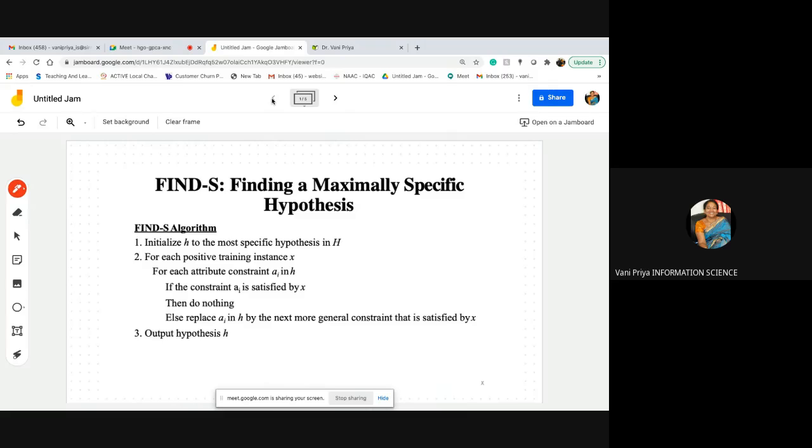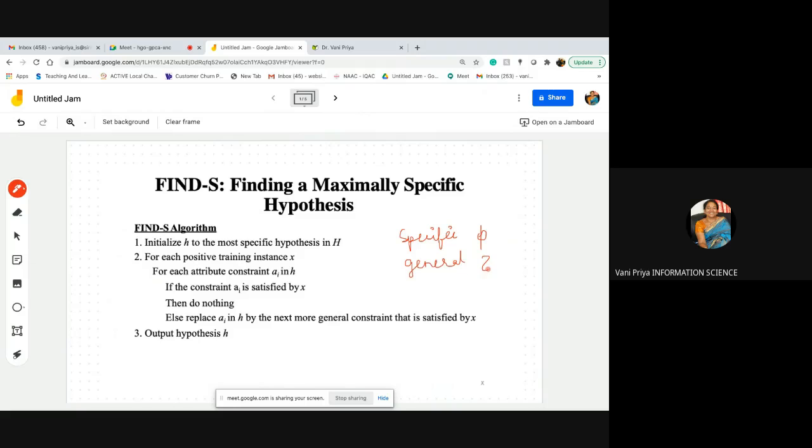What is the most specific hypothesis? There are two things here: one is specific, and the other is called general. Here we have three constants, as I told you. One is the most specific value, that is nothing but null, that means no value is acceptable for that feature or attribute.